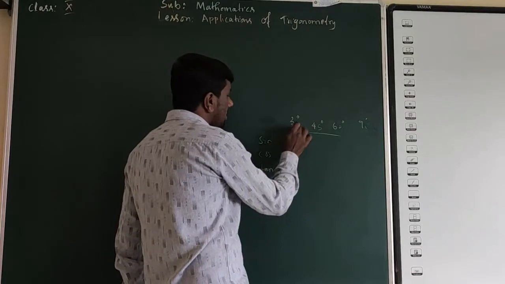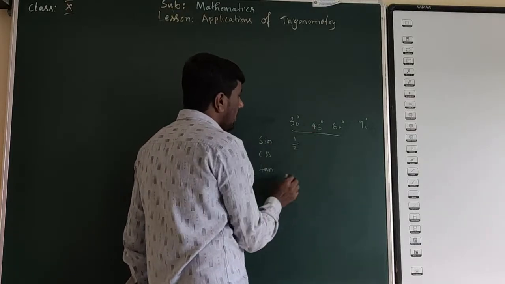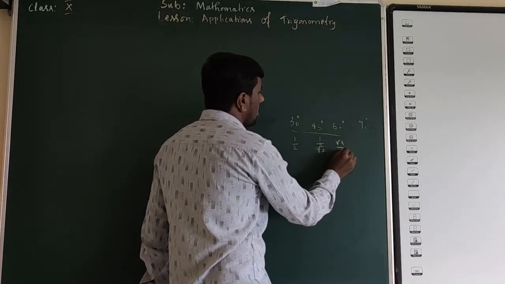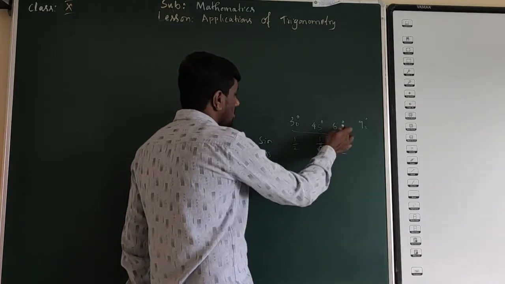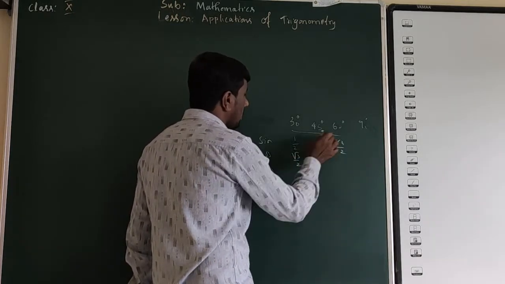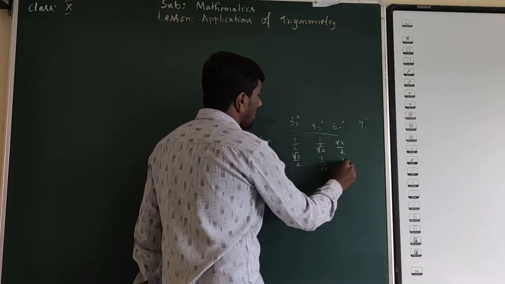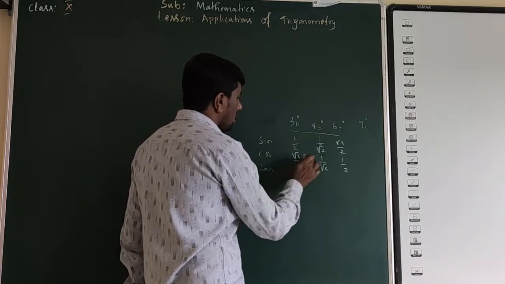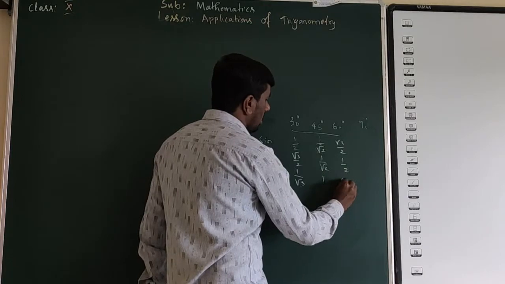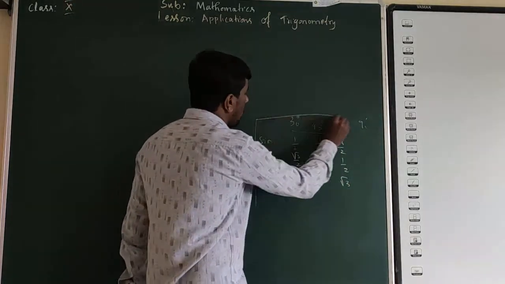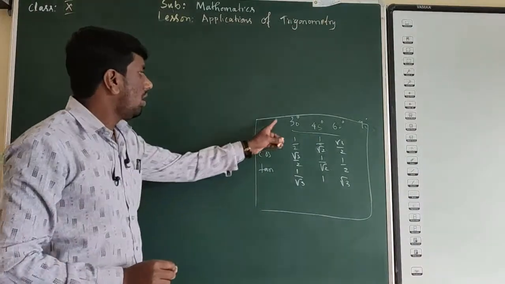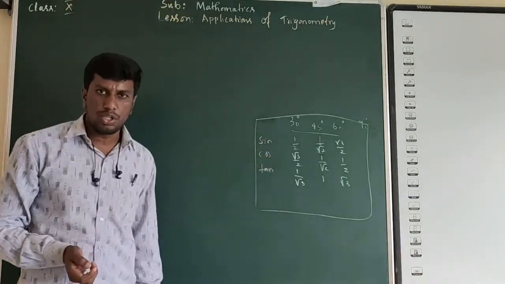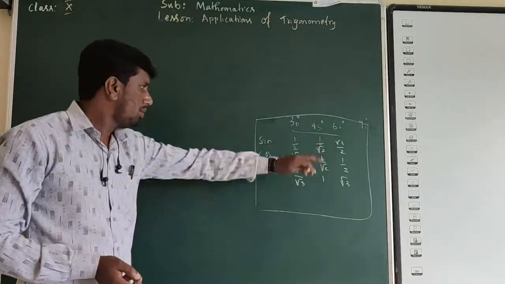What is sine 30 degree? It is 1 by 2, right? Sine 45 degree, 1 by root 2. Sine 60 degree, root 3 by 2. Then cos 30 degree is root 3 by 2, then 1 by root 2, same thing, then 1 by 2. Then tan is 1 by root 3, then 1, then root 3. Correct? So at least we should have knowledge of these 3 specified angles and these 3 trigonometric ratios.